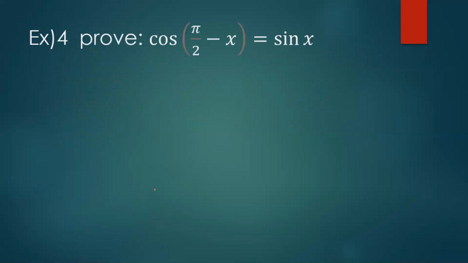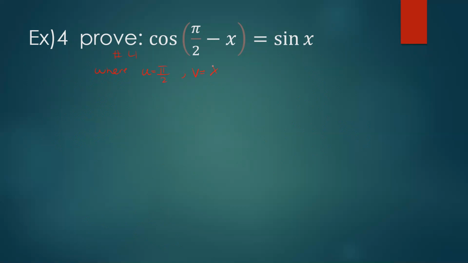Okay. Example 4, prove this cofunction: prove cosine of pi over 2 minus x equals sine of x. Is there a formula you can use that looks very similar to the left, where you have a cosine and then it's a number minus another number? What formula would that be on your formula sheet? It would be formula number 4, right? Where u equals pi over 2 and v equals x, right?